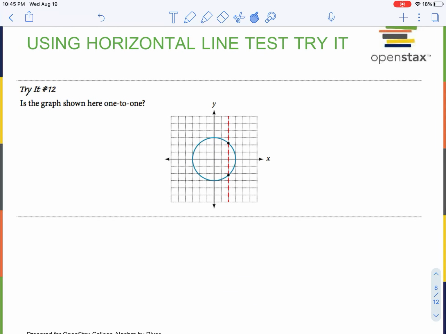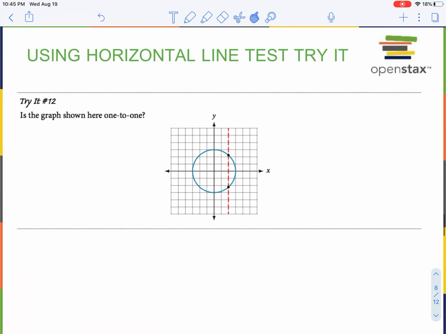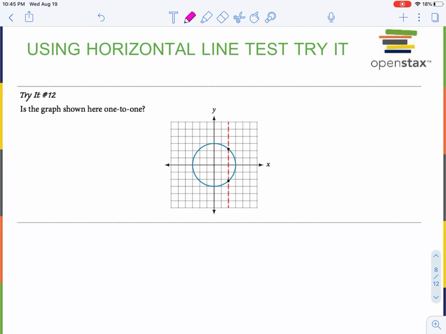All right, your turn. Try it. This one is not a function because it doesn't pass the vertical line test, but why don't you try to see if it is one-to-one and if it passes the horizontal line test. So pause the video and unpause it when you're ready to go over it. Okay, you've unpaused, and let me just draw one somewhat horizontal line, and look, it crosses twice, so that means it's not one-to-one.